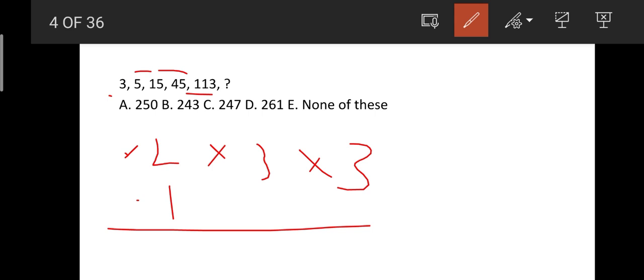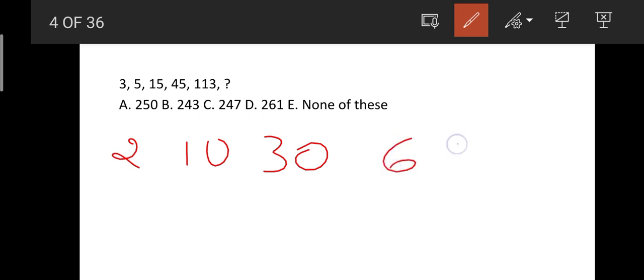Here some members will try multiplying with some number, like 5 times 3 is 15 and then 15 times 3 is 45. For these two we are not getting any logic. For 3 to become 5 and then 45 to become 113, isn't that so? And then some people also try like 3 into 2 is 6 and then minus 1, then 5 into 3 and then also 15 into 3. Are we getting any particular logic here? No, we are not getting any logic at all. So I recommend you to take the difference.